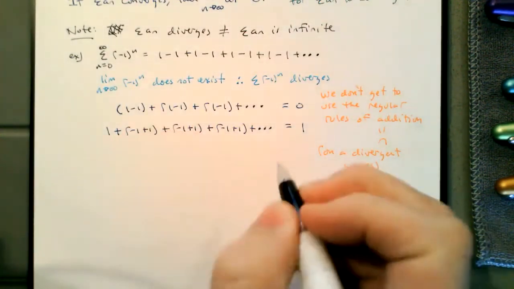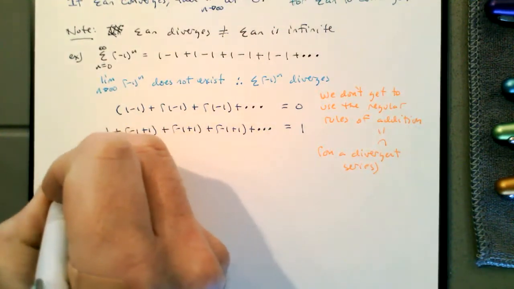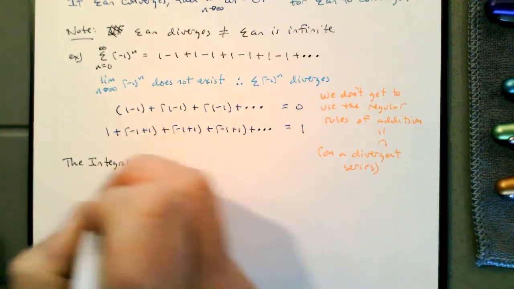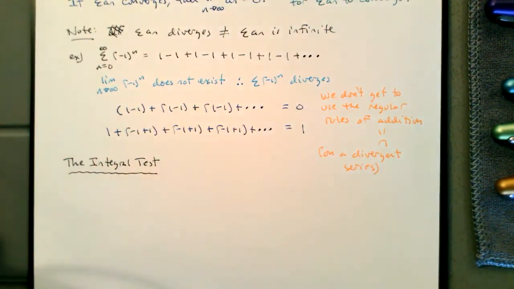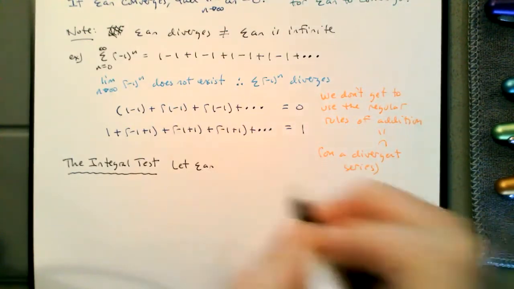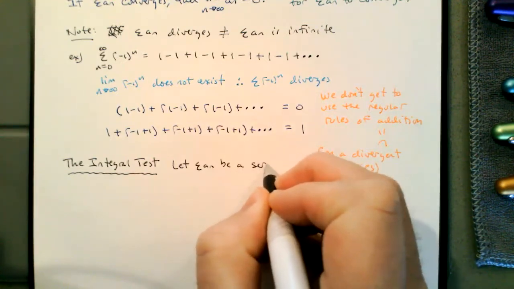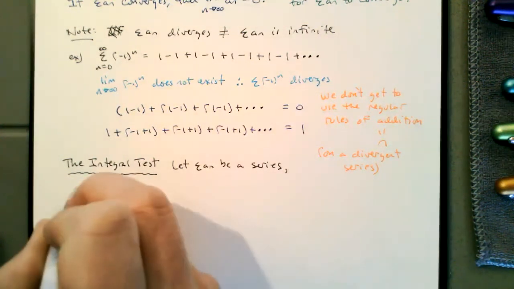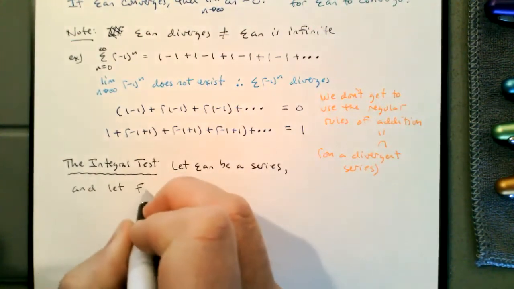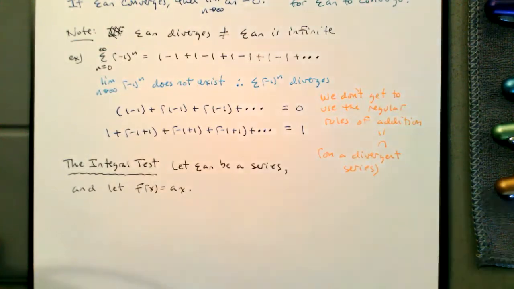Then we had a next big thing, which was the integral test. Where we had a series that we're trying to determine converges or diverges. And we just turn it into a function. Now, the convergence of the series rests on the convergence of the improper integral.